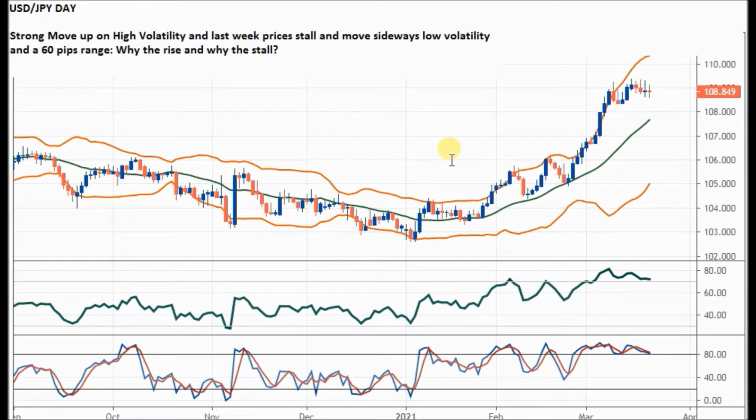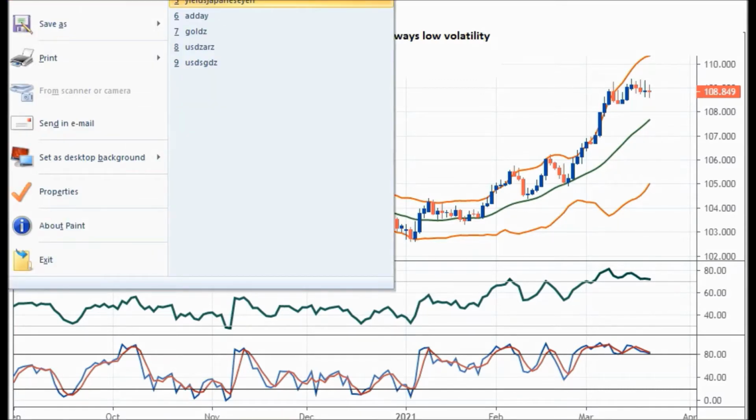So from our point of view, we want to go short the USD, but we want to know why the rise and why the stall. Yeah, just want to know what's going on behind the chart. Now, I just want to show another chart before I do my levels of entry, stop and target. Where is it? There it is.